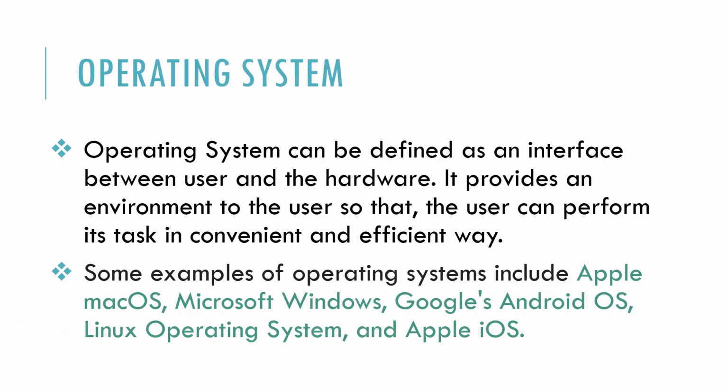Firstly, what is an operating system? It is defined as software that manages computer hardware and software. It provides common services for computer programs. Operating systems can be defined as an interface between the user and the hardware. It provides a friendly environment so that the user can perform tasks in a convenient and efficient way. Some examples of operating systems include Apple Mac OS, Microsoft Windows, Google's Android OS, Linux, and Apple iOS, etc.